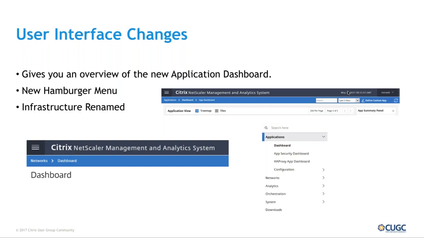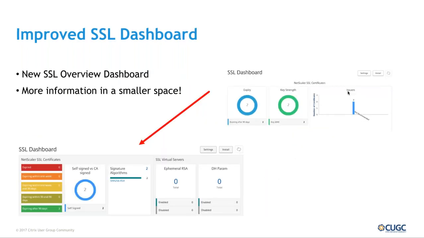It's got a new hamburger menu in the top left corner, which will expand the menu you can see there on the right-hand side of the screen. One thing worth noting in that menu is that the infrastructure option has gone. That's actually been renamed now to networks. When you deploy NMAS, the first thing you do is add a NetScaler. You would normally look for the infrastructure tab. You want to be looking under networks now for that.